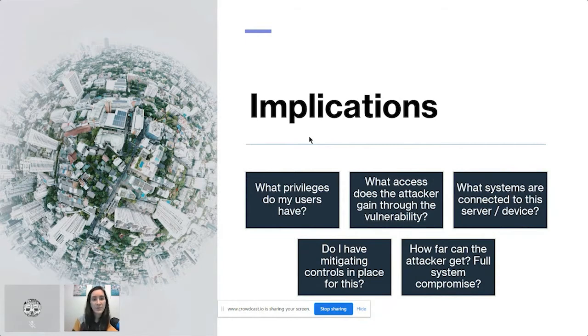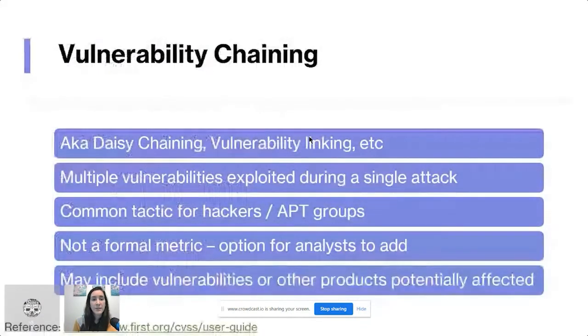So it's about taking this as a whole and understanding what the implications are by leaving those low and medium vulnerabilities open in your network, what it might mean to you or to your environment. So here we're going to talk about vulnerability chaining. This is what I'm getting at by leaving low and medium vulnerabilities unexplored, or maybe not looking at them as heavily.